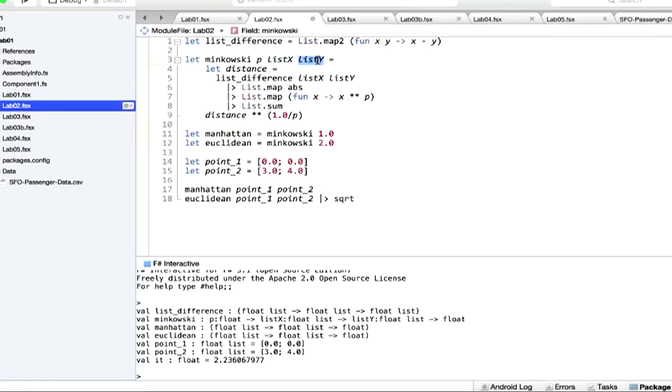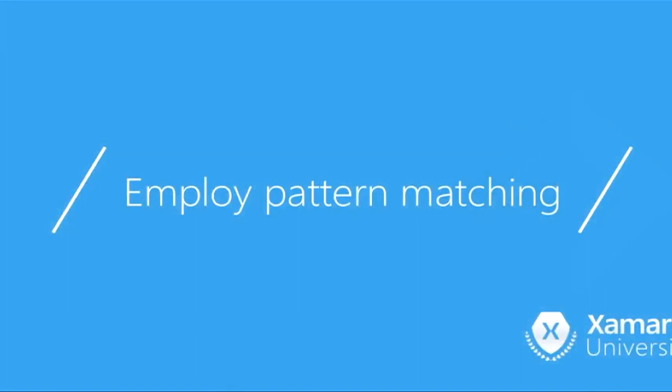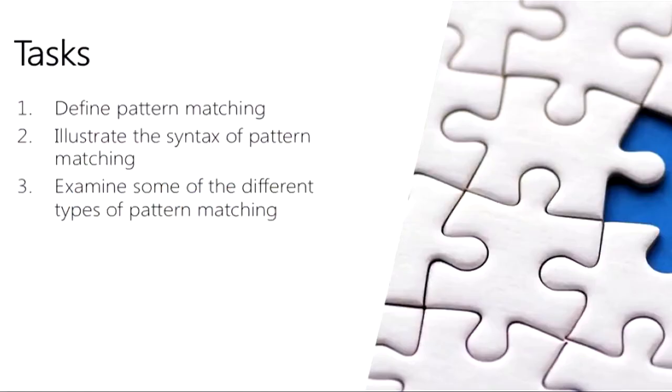So you've just seen some of the functional features of F# and looked at some concepts like currying, option types, and partial application. The next thing we're going to focus on is pattern matching. And this is a fairly deep topic that we're going to really only start to scratch the surface of. And pattern matching is really powerful in F#, and you'll find it used in a variety of places.